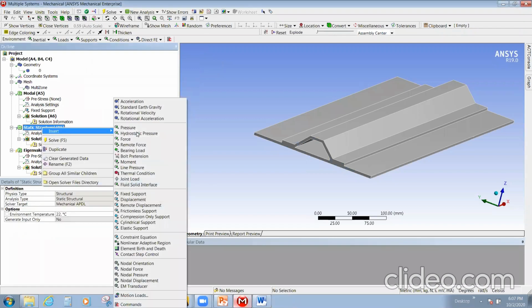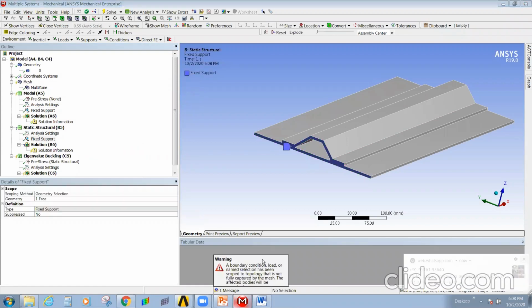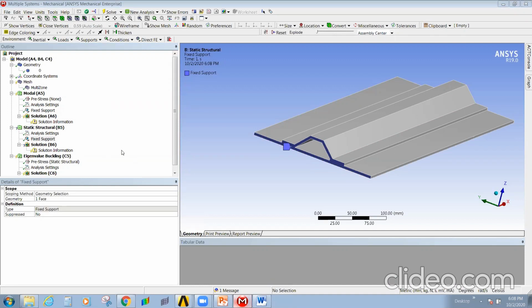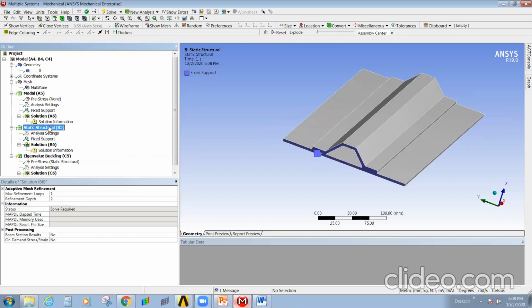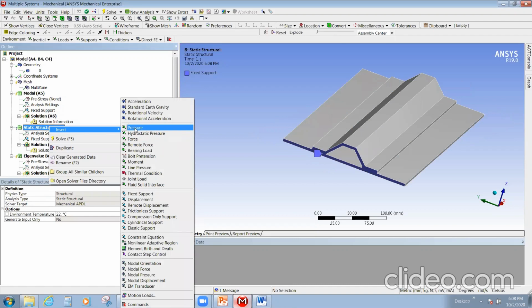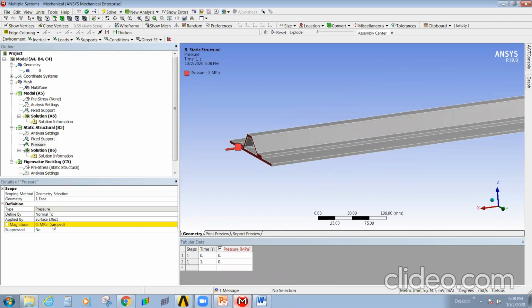Then apply the boundary condition, and then apply a load or pressure. I'll consider a pressure at this end, normal to the surface. That means I can take, initially, 5 MPa.